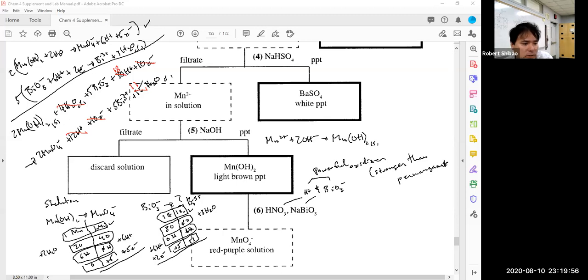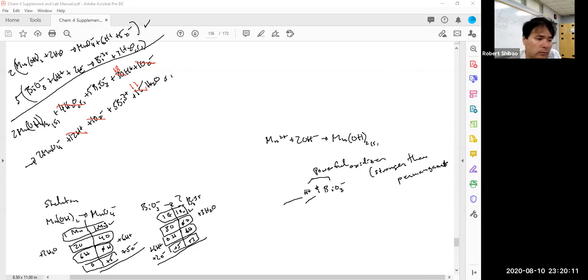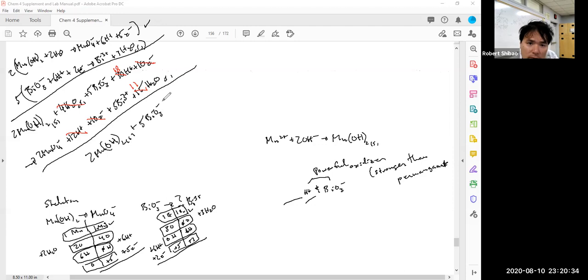And so overall, the reaction is going to be this: 2 manganese 2 hydroxide solids plus 5 bismutate plus 18 H plus yields 2 permanganates plus 5 bismuth 3 plus 11 H2Os.